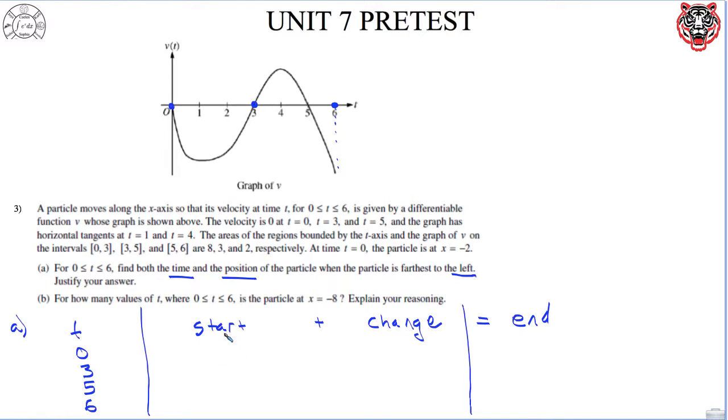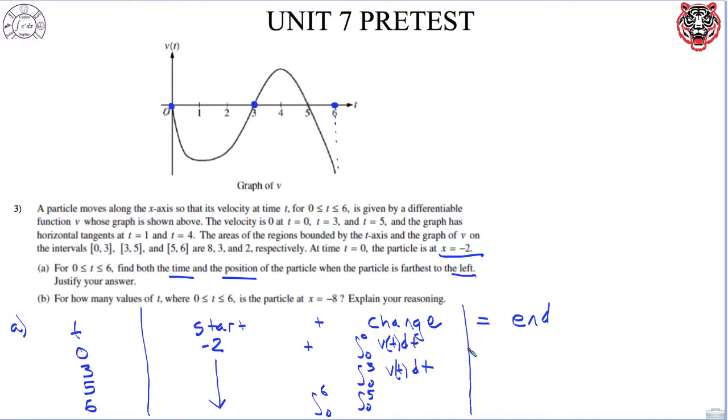So the start position is what? Negative 2. Yep, -2. So start is -2 for each of these, all the way down here. And I'm always going to add the change, which is the integral of our velocity function, v(t) dt, between 0 and 3, 0 and 5, and between 0 and 6. All of these are always going to be v(t) dt. Okay, then I need to actually find what that is.